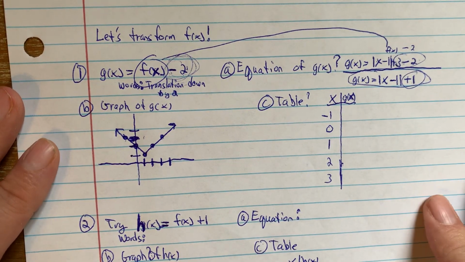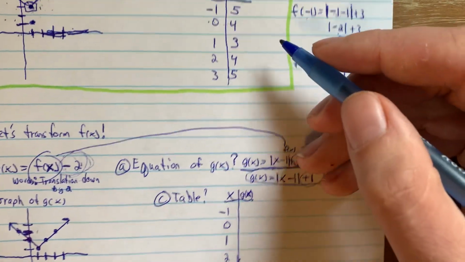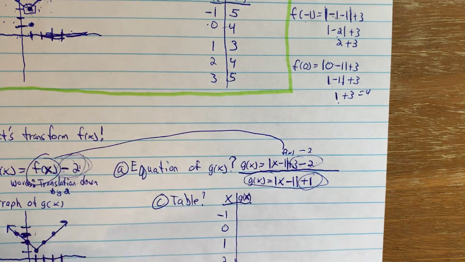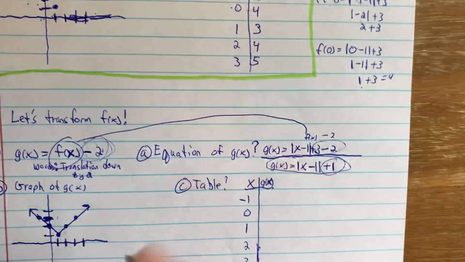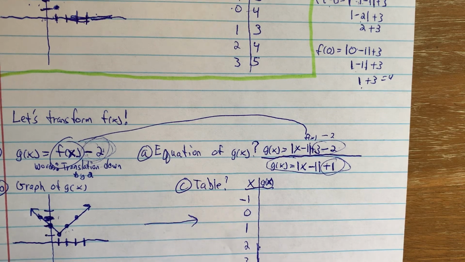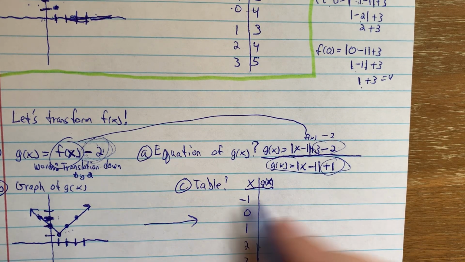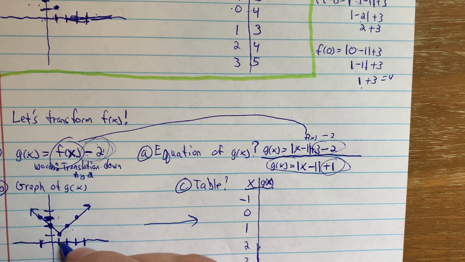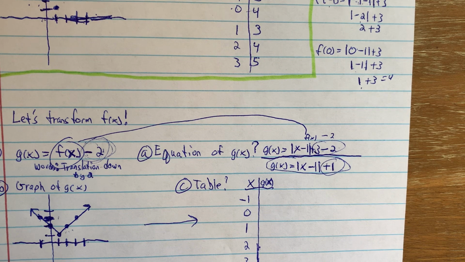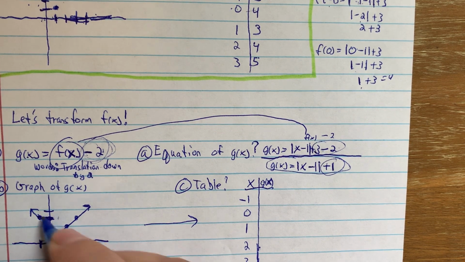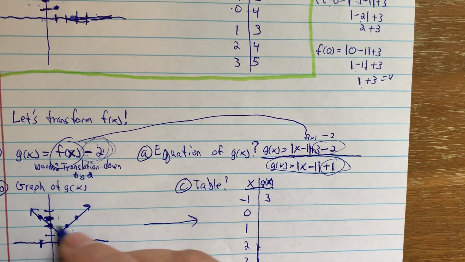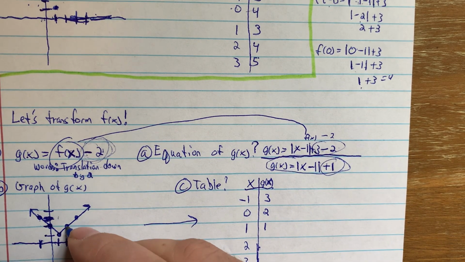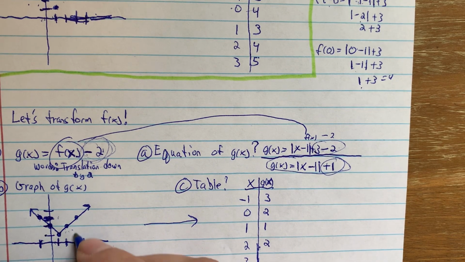Okay. How about the table? We had this table over here and we shifted it down by 2. I think the easiest thing to do is just to take this new graph that we made. Take this new graph, what are going to be the new y values? Go ahead and look at this graph, and what are the y values at -1, 0, 1, 2, 3? What are those? And hopefully we saw that at -1, the y value is 3. At 0, the y value is 2. At 1, the y value is 1. At 2, the y value is 2. And at 3, the y value is 3.